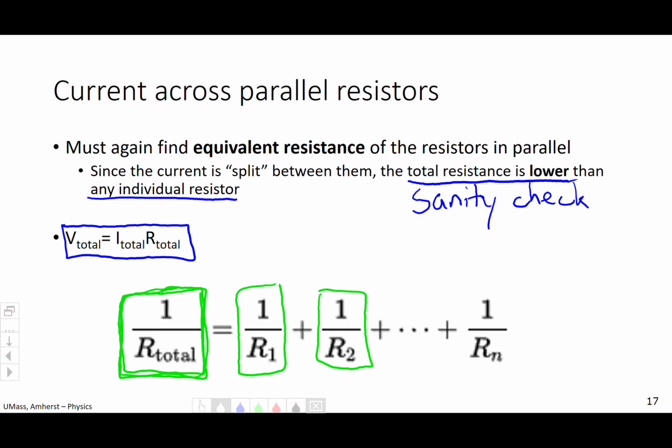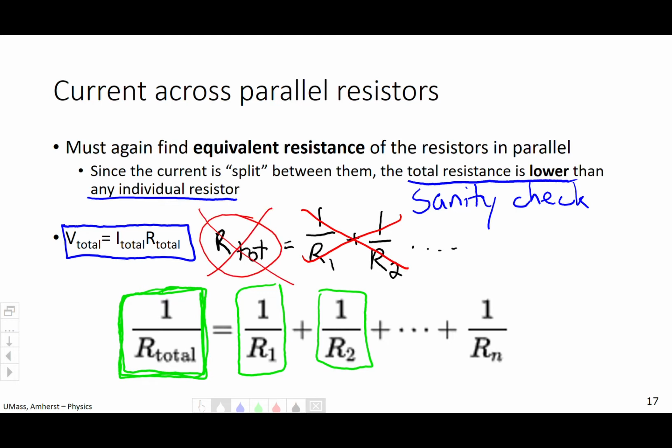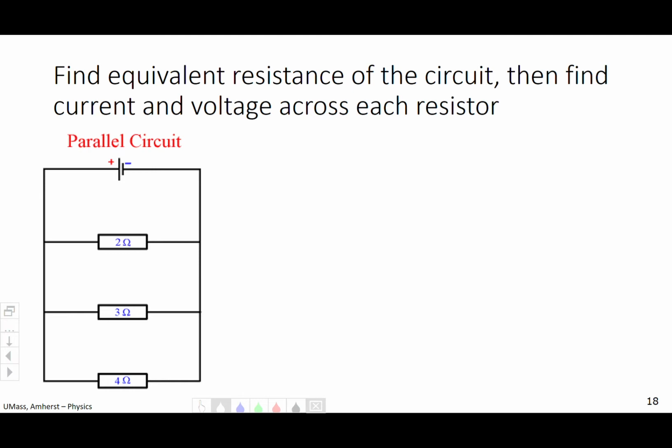It does not equal the total, okay? I see this a lot. R total equals 1 over R1 plus 1 over R2, etc., etc. No, big no. That is not true. It is the inverse of the total resistance. All right, be careful. So let's find the equivalent resistance of this circuit and then find the current and the voltage across each resistor.